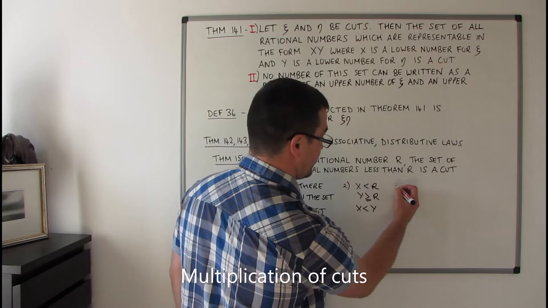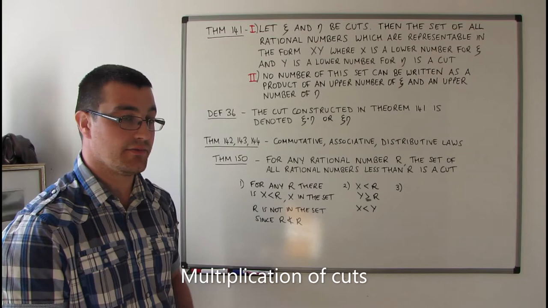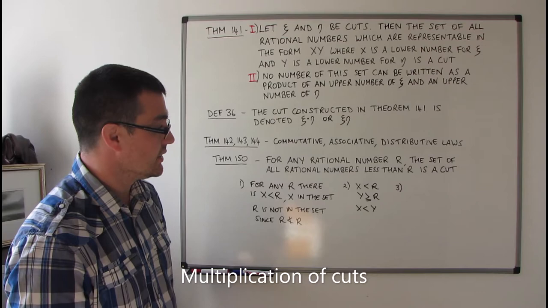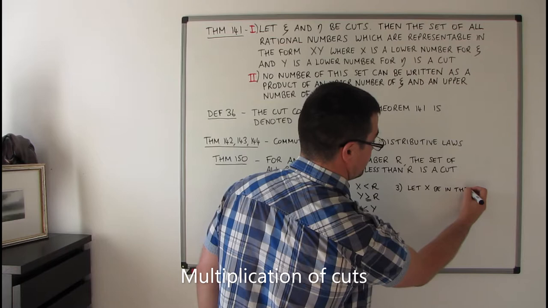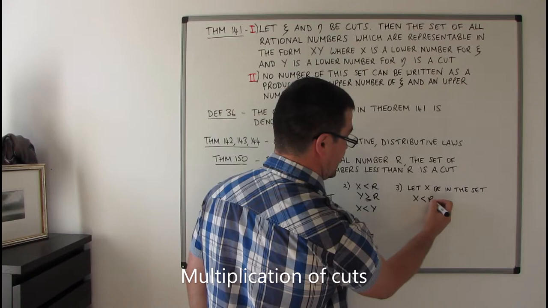And then part three. So for part three, we need to show that for any number that is in the set, there is always a greater number that is still in the set. So let x be in the set, then certainly x is less than r.